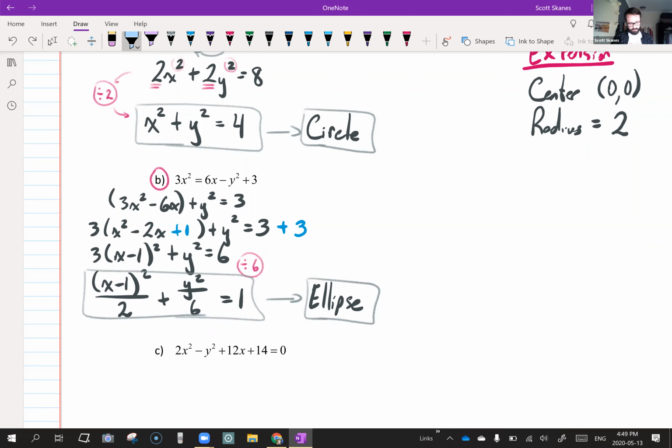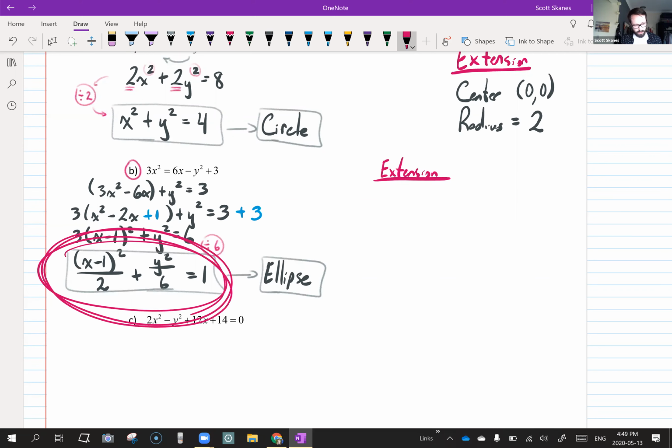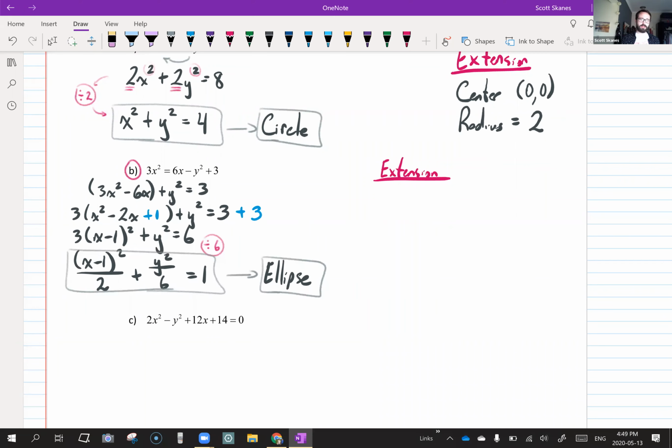As an extension, and I'm giving the extension not because this would be a full question in itself, but because the question that would normally be asked would start here. And in order to answer the question, I would want center, vertices, co-vertices, foci, and eccentricity. So I'm going to write those out. I'm going to start as if I had been given this from the beginning, as a review of how to do ellipses. Okay, so let's get started.